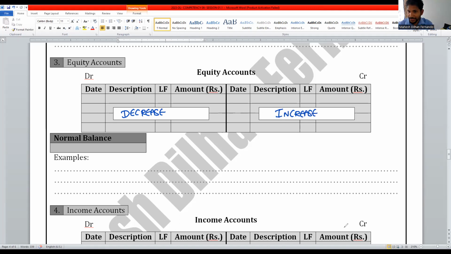Normally, now look at this. Equity accounts have a credit balance.